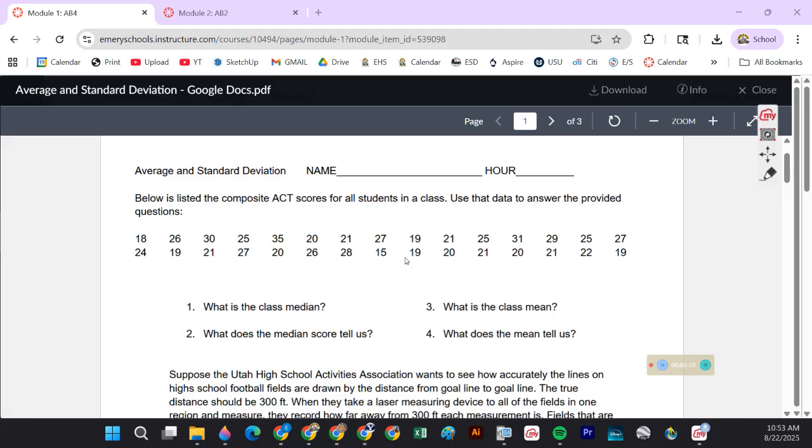Okay, welcome back. How did you calculate the median? Oh, we have to reorder the numbers and then find the middle number. And when you did that, there wasn't a middle number. What were the 2 middle numbers? 21 and 22. So the average of those 2 is going to be 21.5. So the median of this data set is 21.5. Any questions there? Okay. What does the median tell us?